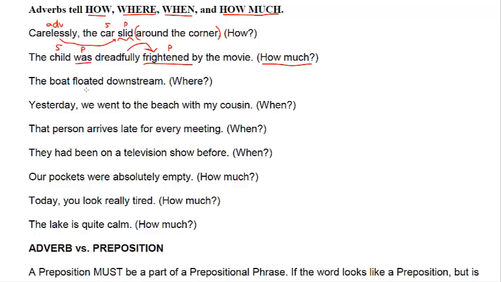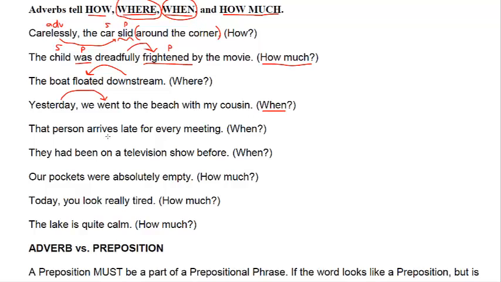The boat floated downstream. These adverbs can tell you where as well. Floated where? Downstream. This adverb, downstream, modifies this verb, floated. Yesterday we went to the beach with my cousin. When? Adverbs also answer the question when. We went yesterday. Yesterday modifies the verb went. It answers the question when something was completed, when a verb was completed.